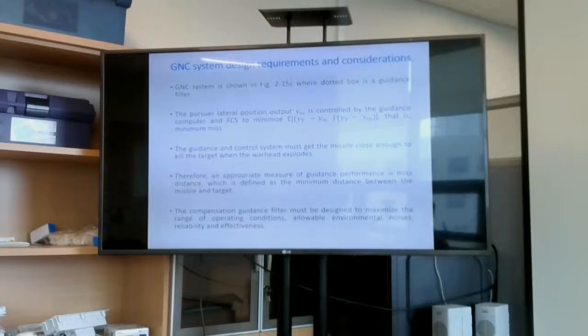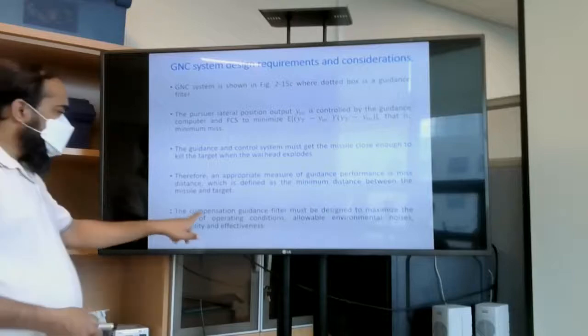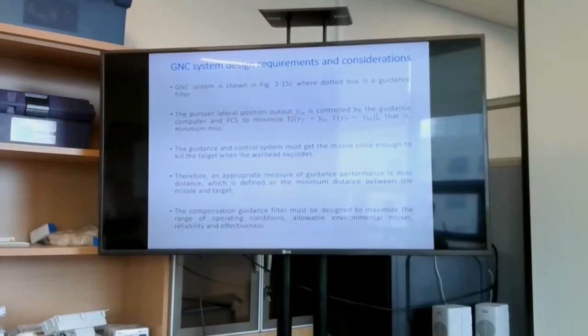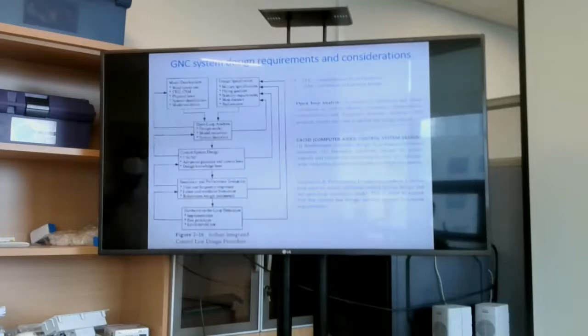Therefore, the appropriate measure of guidance performance is missed distance, which is defined as the minimum distance between the missile and the target. So we need to design a compensation guidance filter that must be used to maximize the range of operating conditions, allowable environmental noises, reliability and effectiveness. Here are some design requirements and considerations.